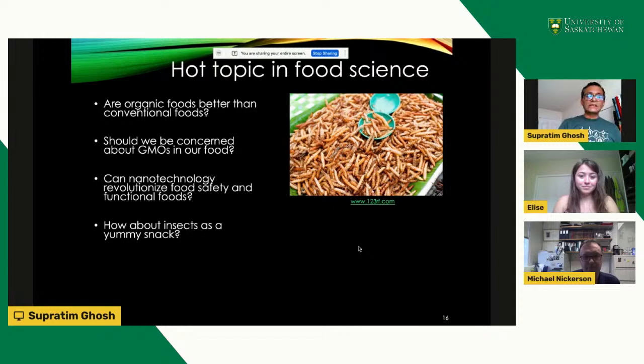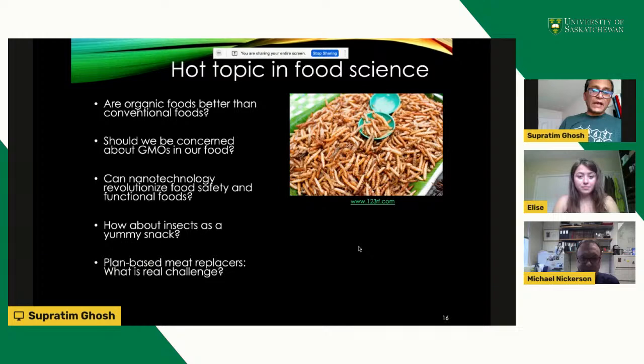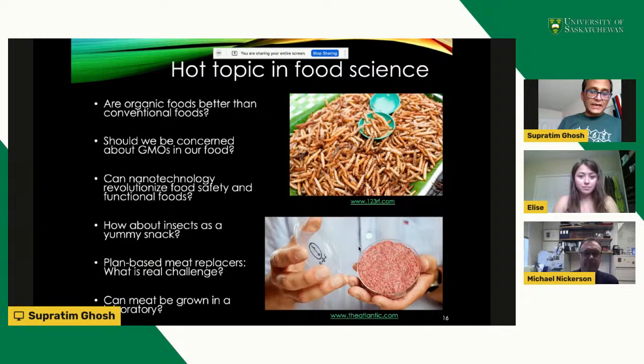Our researchers in our department study insects, and they study how insect flour or insect protein can improve your food quality. Plant-based meat, obviously, is a very hot topic, but it's still not that successful. So we study how you can use plant protein to create meat replacers. And then, can meat be grown in a laboratory? There are companies working on using stem cells to create meat. That is also part of food science.